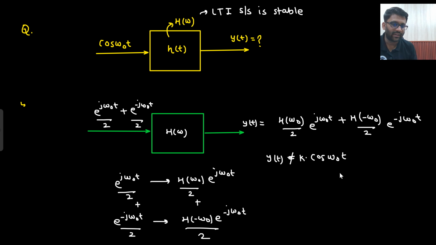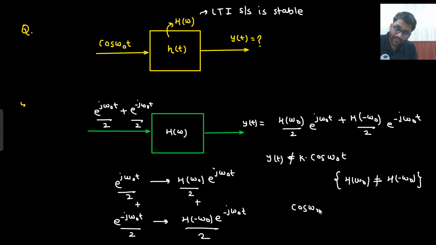Here my H of omega naught is not equal to H of minus omega naught. And that's why I cannot write down my y(t) as k cos omega naught t. That means my output is not an amplified factor of cos omega naught t. Basically, output is not equal to cos omega naught t multiplied with any factor. That means cos omega naught t is not an eigen function of this LTI system, of a stable LTI system.